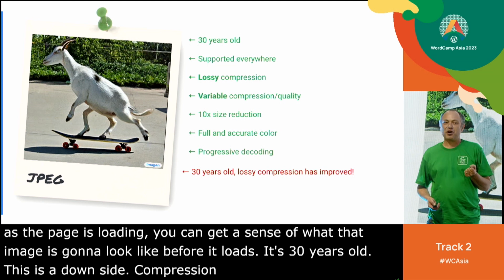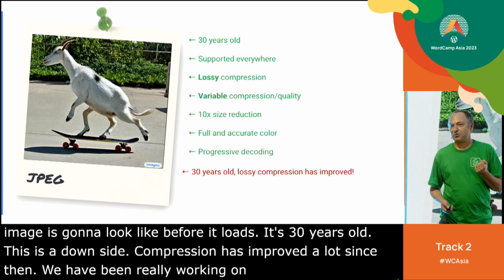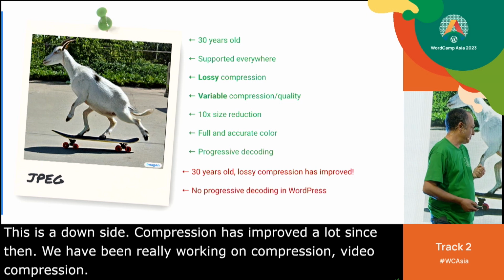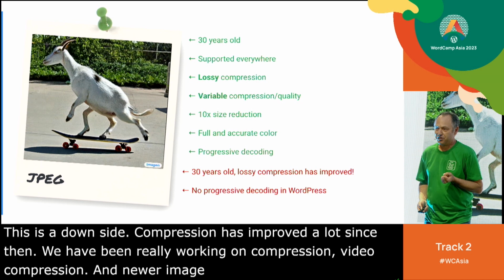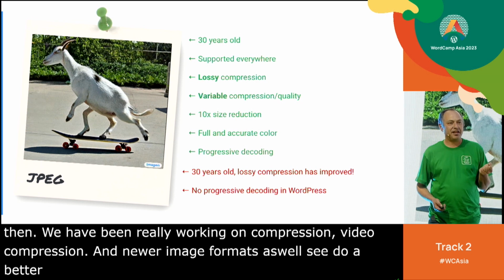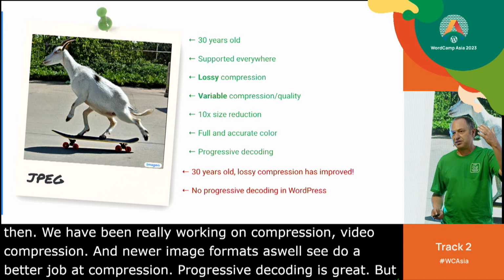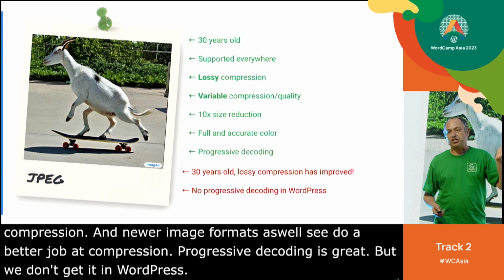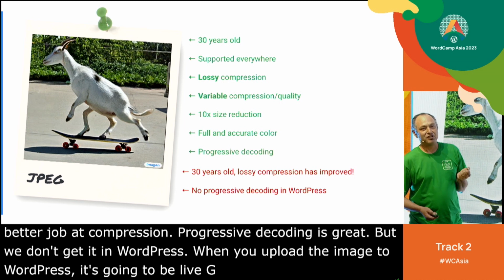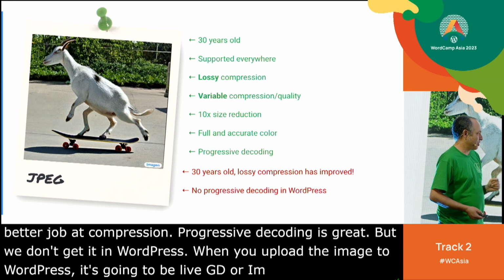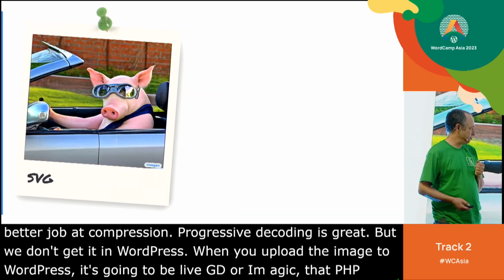We've been really working on compression, video compression, and newer image formats, as we'll see, do a much better job at compression. Also, progressive decoding is great, but we actually don't get progressive decoding in WordPress because the backend that handles image recompression when you upload your image to WordPress is going to be either libgd or Imagick, the two libraries that PHP uses, neither of which supports the progressive decoding. So we actually don't get to benefit from this in WordPress.